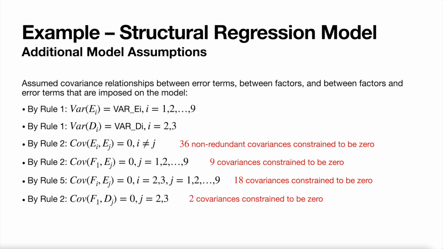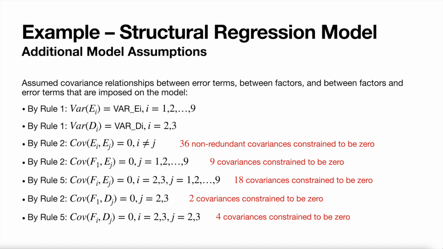By Rule 2, which says that all covariances between independent variables are model parameters, the covariance of F1 and each of D2 and D3 are model parameters, but we're going to be setting those equal to 0 in this model. And so there are 2 covariances constrained to be 0 by this line.